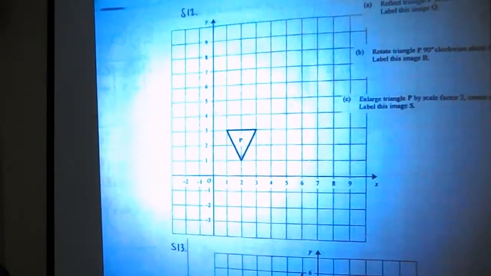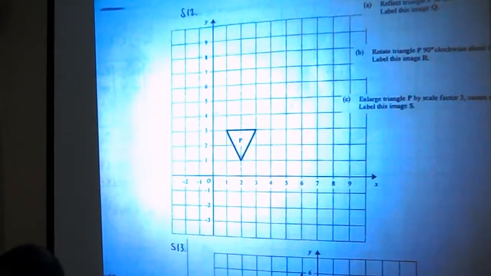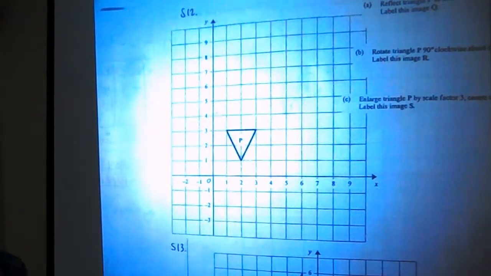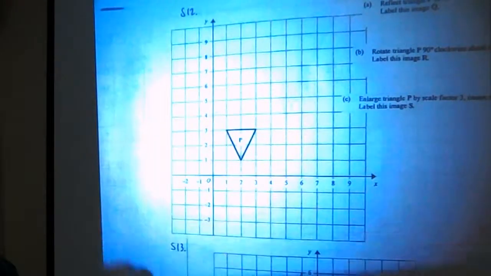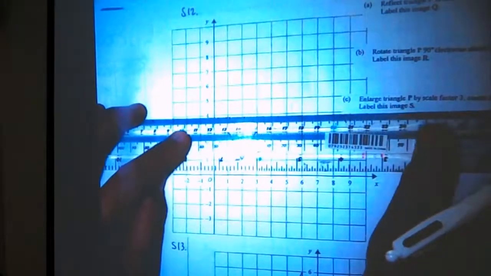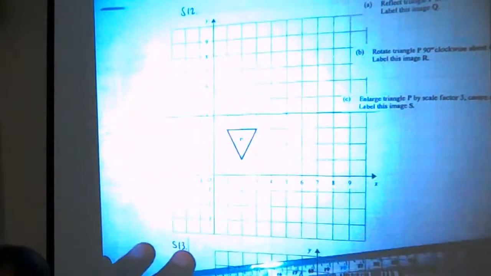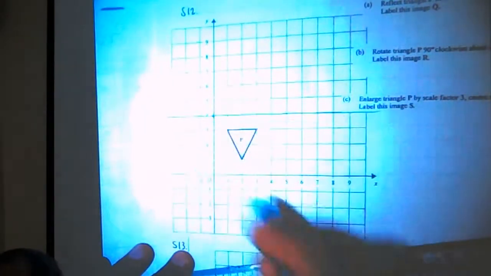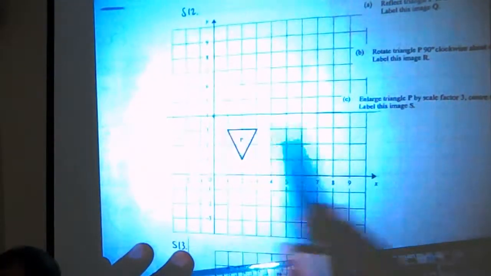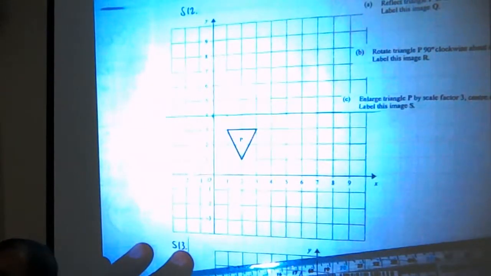Here's another examination question. Part A. It says reflect triangle P in the line y equals 4. Let's see if anybody knows where the line y equals 4 is. The line y equals 4, it is straight across here. Why is it straight across there? Because that is the point y equals 4. And the line y equals 4 is all the way across.